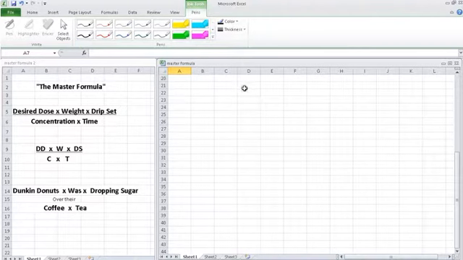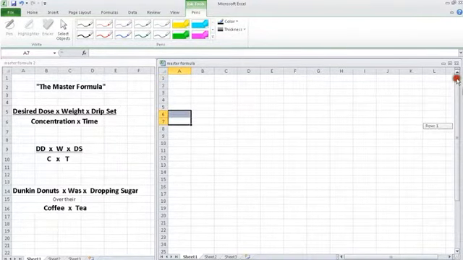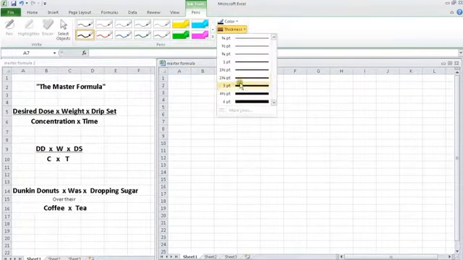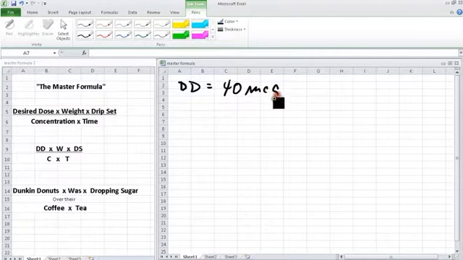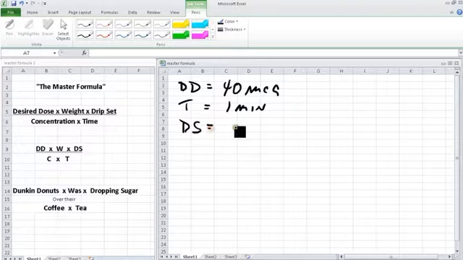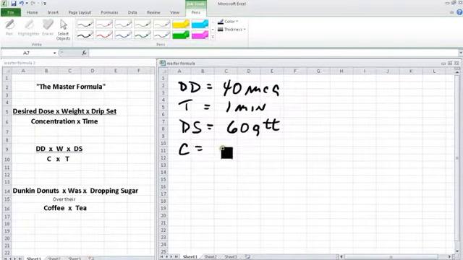All right, so the desired dose in this case is equal to 40 micrograms. The time we're talking is 1 minute. The drop set is equal to 60. We're using microdrip tubing here in this case. And the concentration is equal to 30 milligrams per 100 mLs.